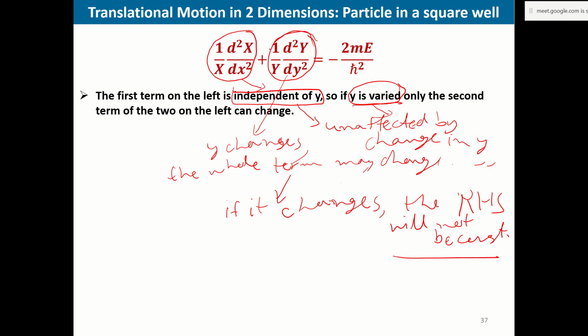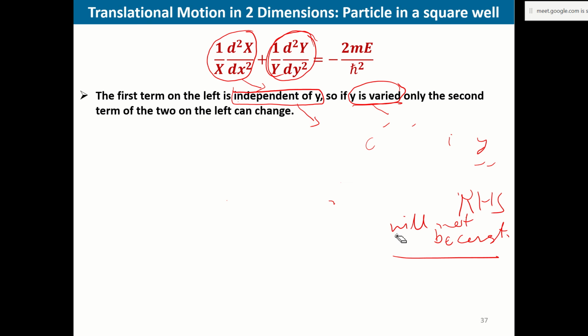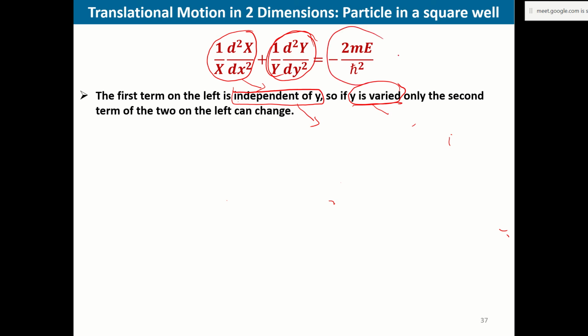So even this second term should remain unchanged. When you argue in this manner, you come to the conclusion that both the left hand side terms, first and second, must be constant. Otherwise the right hand side, which is represented by a constant for a given wave function X and a given wave function Y, capital Y, would change. So to keep the right hand side constant, both the first and second terms should not change.